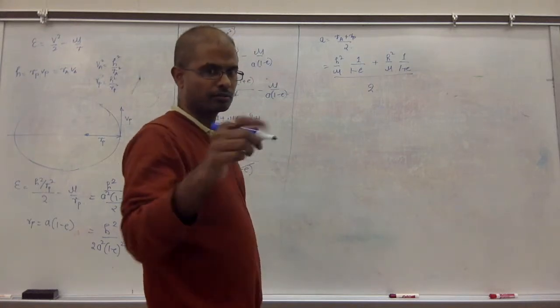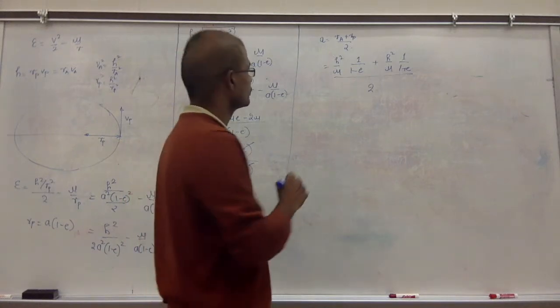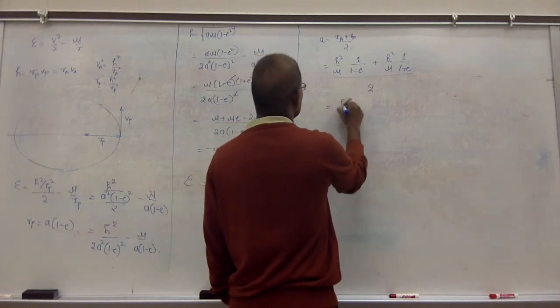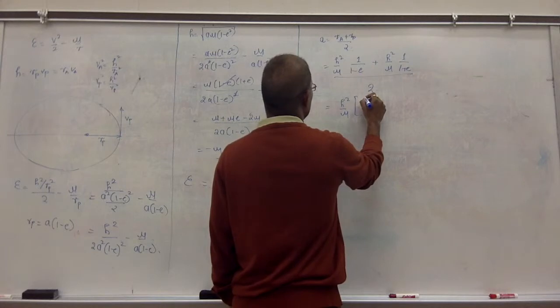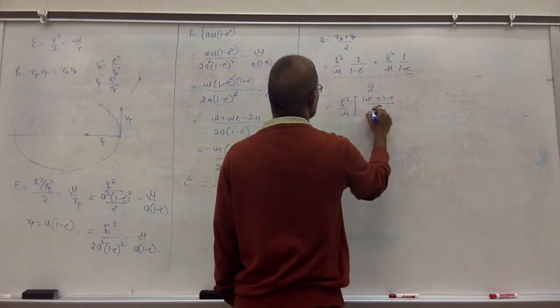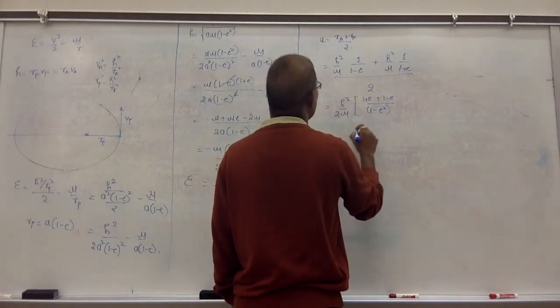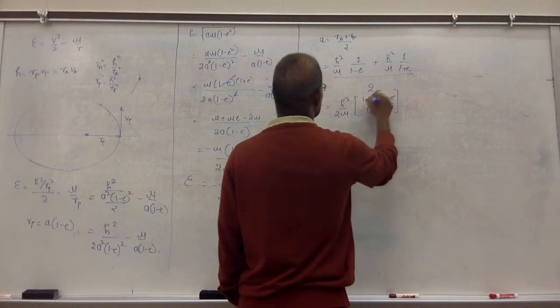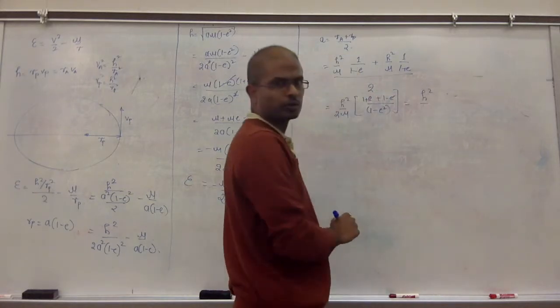To simplify this, you'll end up with an expression for a. So what you're going to end up is h square over mu into 1 plus e plus 1 minus e divided by 1 minus e square, all over 2. Okay. This cancels, this cancels, this is simply equal to h square over mu 1 minus e square.